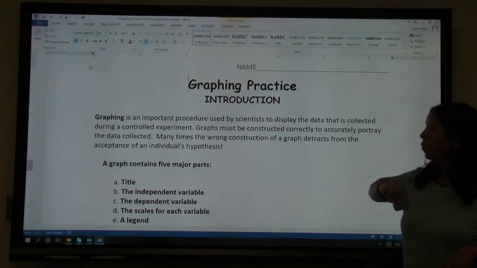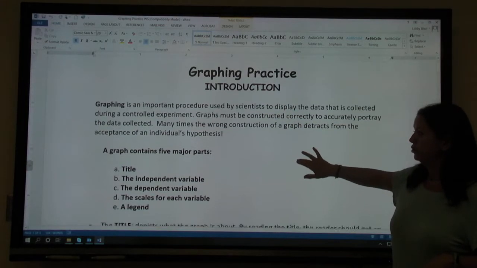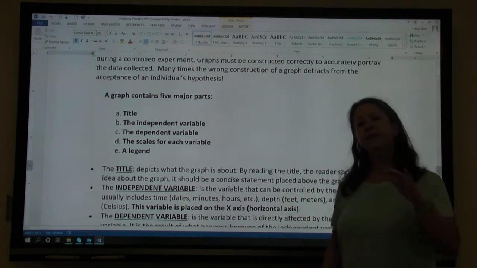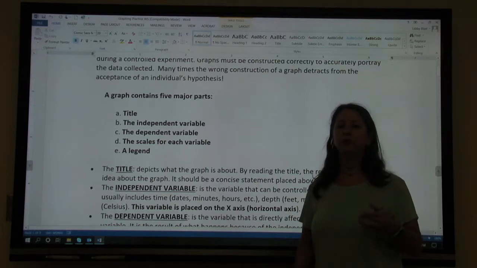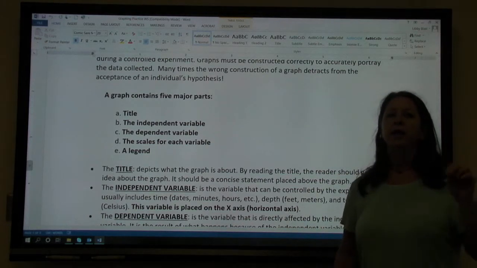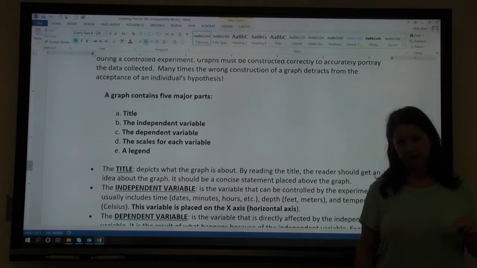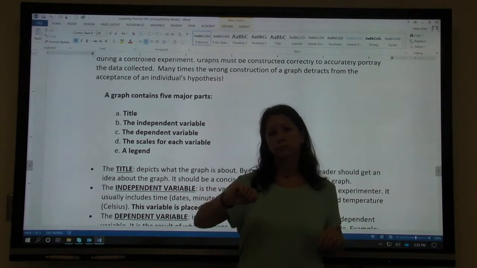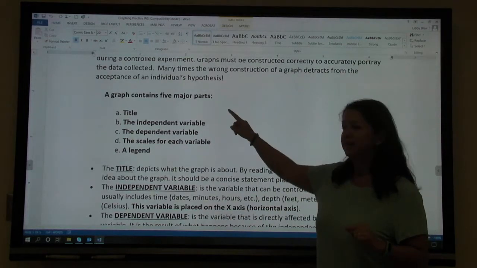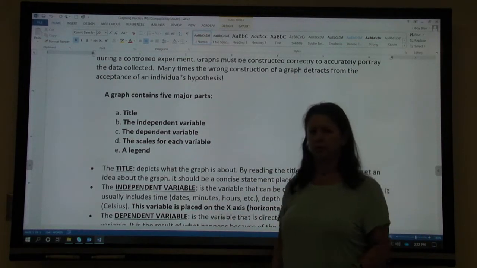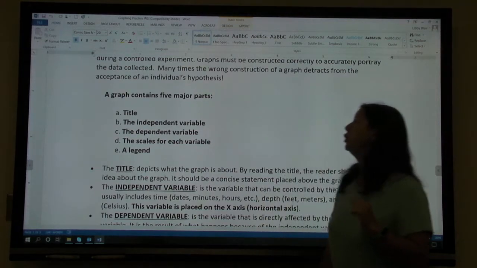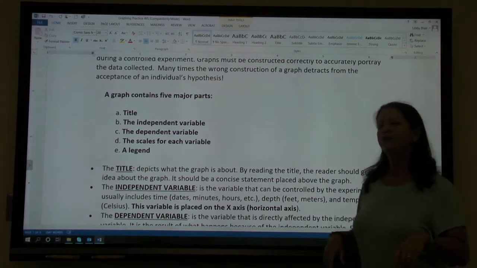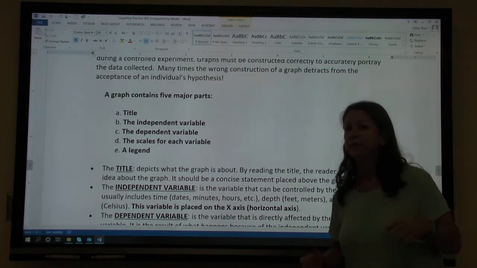So we've already talked about why graphing is important. What I want you to focus on is the parts of a graph. These 5 things have to be on every graph you create if you want to get full credit for your work. You've got to have a title, okay? You have to have the independent variable and the dependent variable. We're going to talk more about that. You have to have the scales. We will definitely talk about that. And you've got to have a legend or a key, okay?